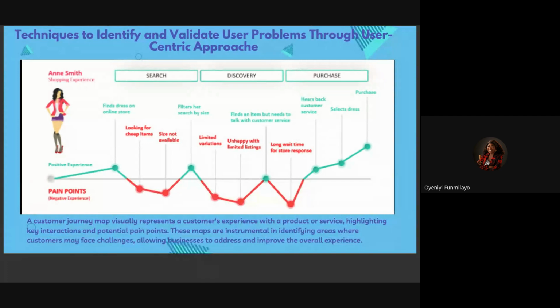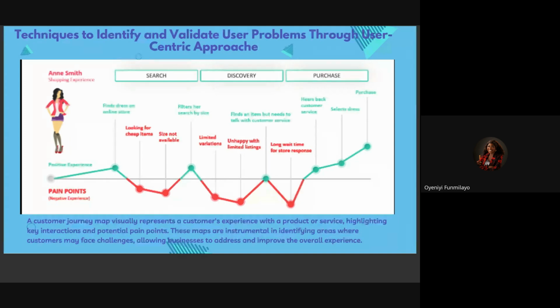A positive experience here would be based on how she's searching for these clothes. She wants to filter her search by size, so that size 10 and size 8 will not be mixing and she won't be scrolling. She just wants to go to size 8 and figure that out. But let's say she's size 8 and she gets very limited variations of size 8, and she will not be happy, right? She would also be unhappy about the limited listing.